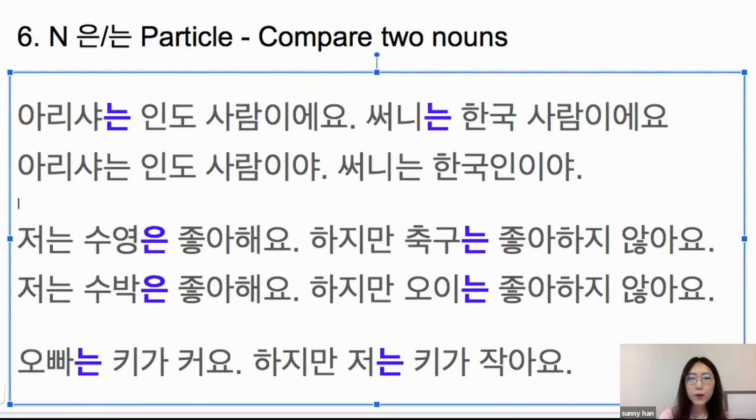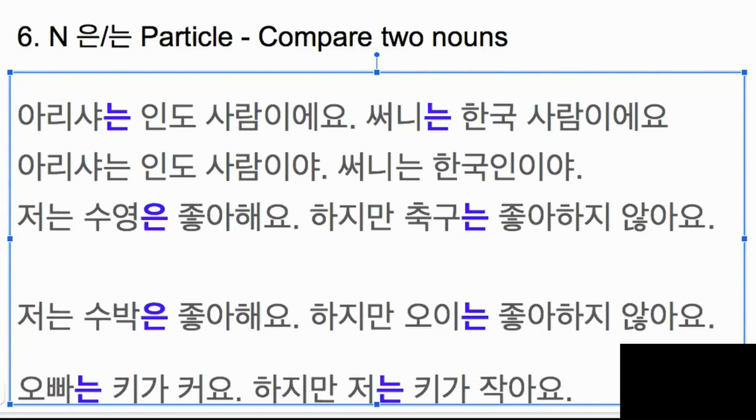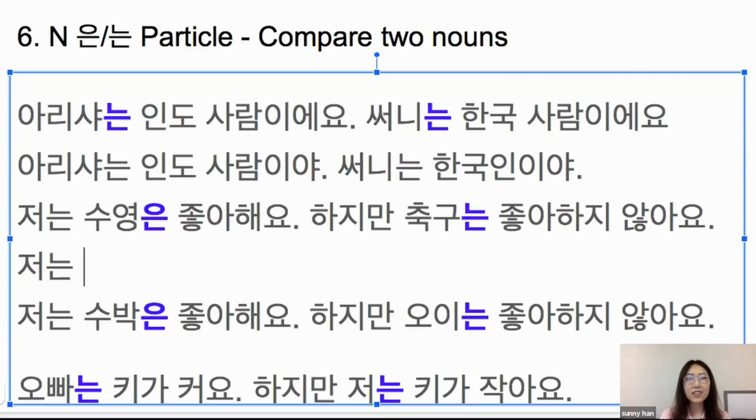What about informal way? 나는 수영은 좋아해. 하지만 축구는 좋아해. Very good. I'm sorry. 나는 수영은 좋아해.